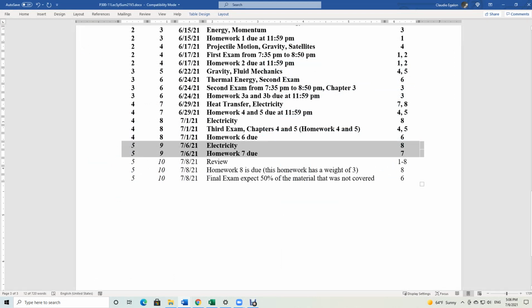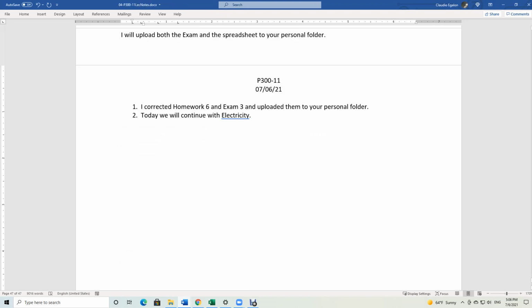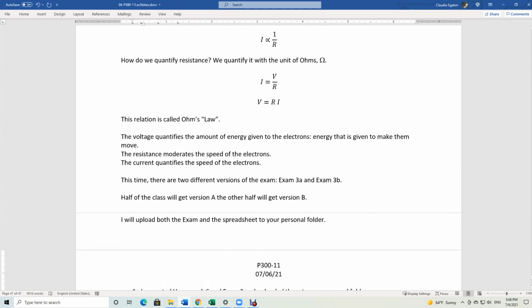We're going to finish electricity here, and let's see where we start. We are going to start talking about Ohm's law. Chapter 8: Electric voltage, electric resistance, Ohm's law. Page 194 in my book.